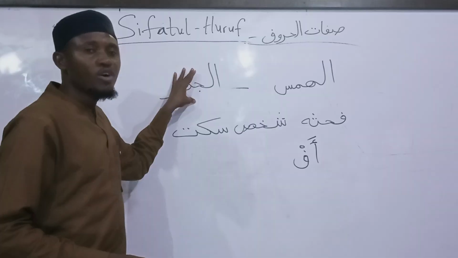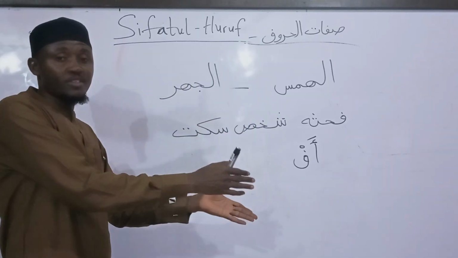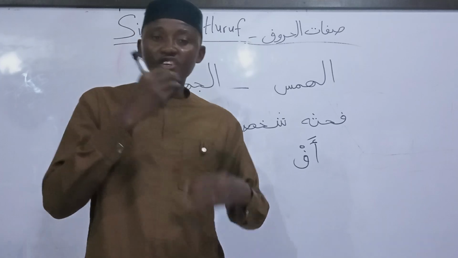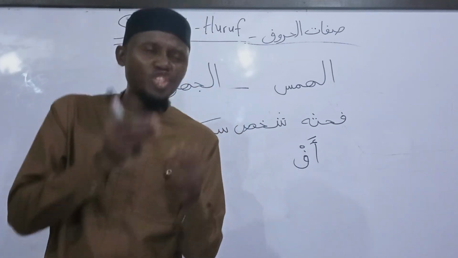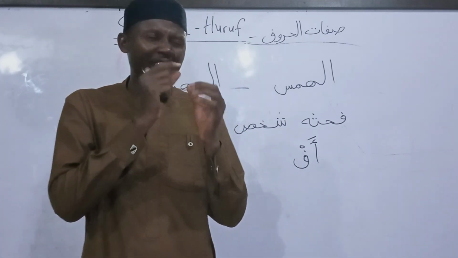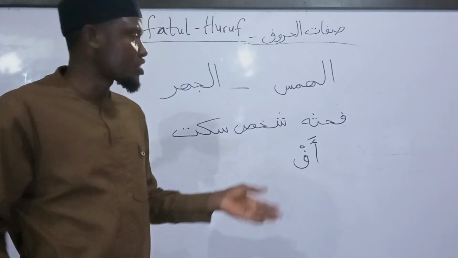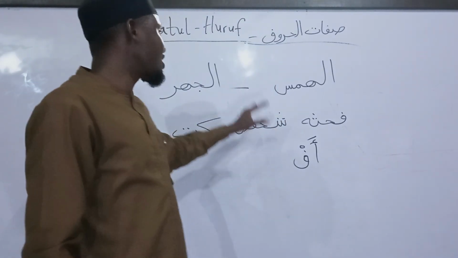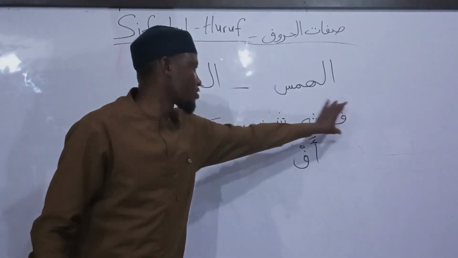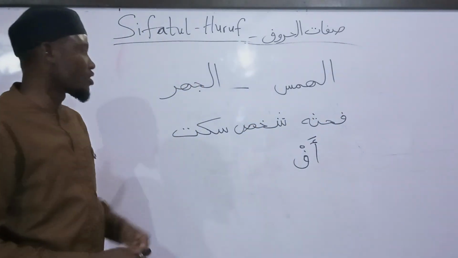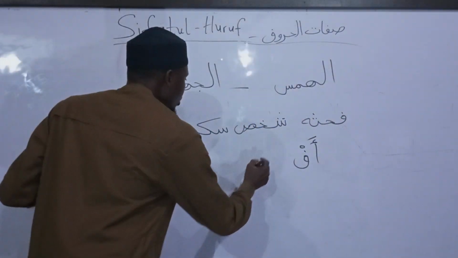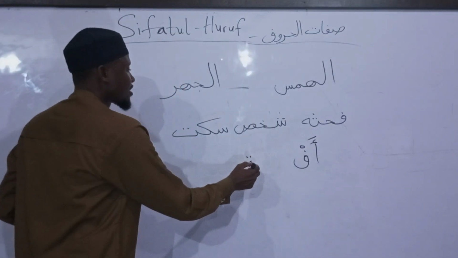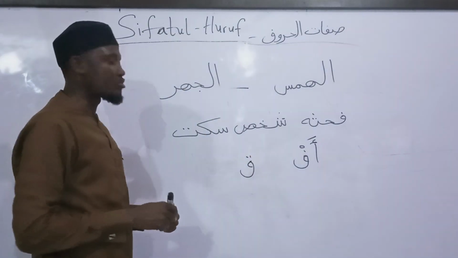Now al-jahr, they are the opposite of al-hams, meaning that when you pronounce them, there should not be as much release of air as hams. There could be a little, but there should not be as much as for the letters that have the attribute of al-hams. That is for all the letters other than these ones. So let's pick one of them, like Qaf. Qaf is one of the letters that have the attribute of al-jahr.